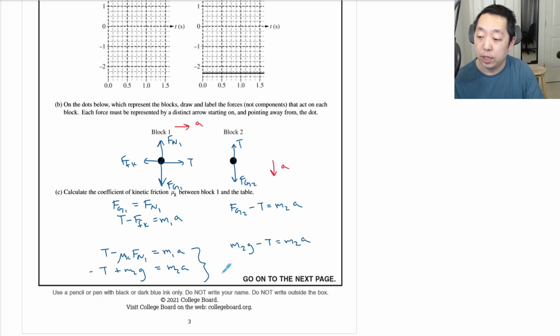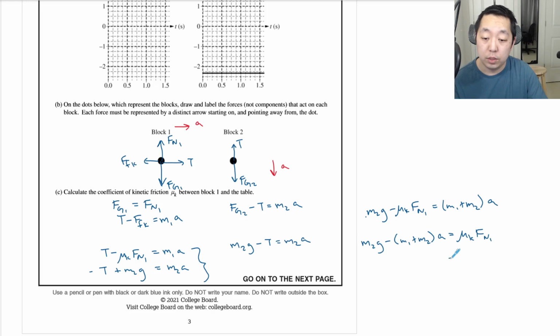So when you put those two together, the T's add to 0, so you get m2g minus mu_k Fn1 is equal to (m1 plus m2) times a. And so then you can rearrange: m2g minus (m1 plus m2)a is equal to mu_k Fn1, which is mu_k m1g. And so mu_k is equal to all of this divided by all of this.